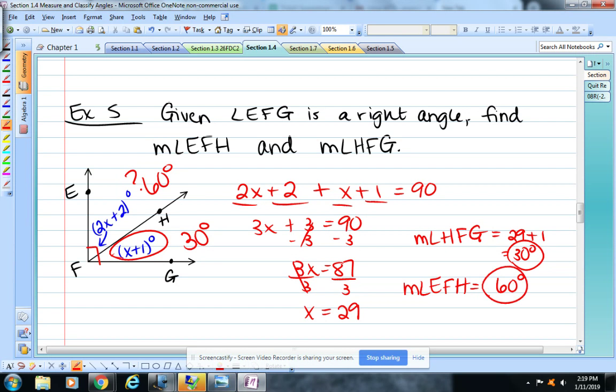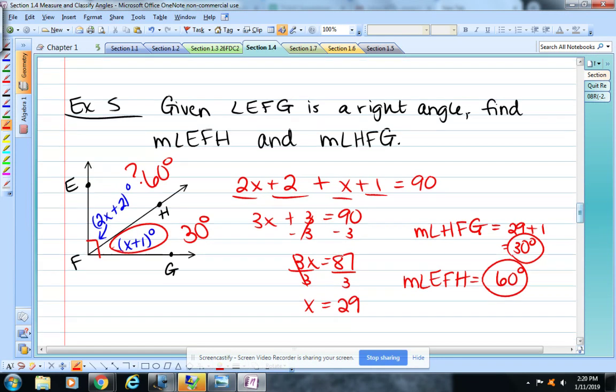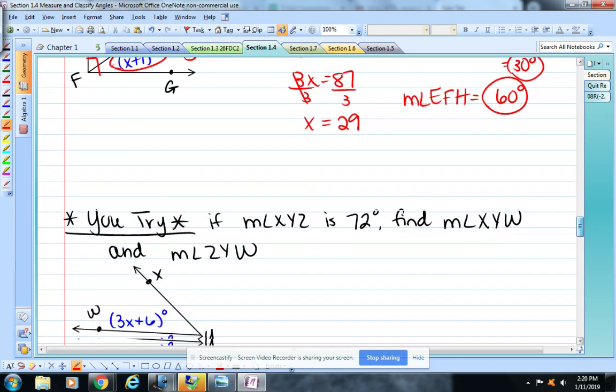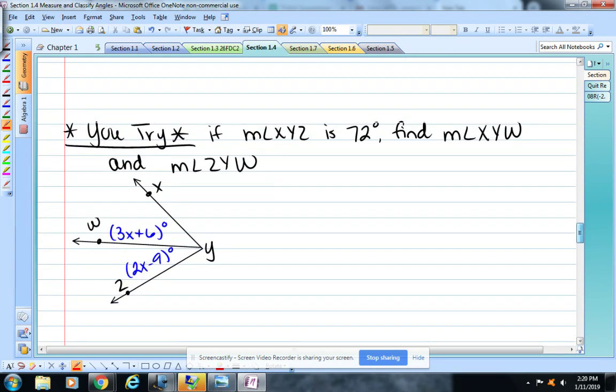Yeah, you got a question? You good? So we could plug 29 in there and check, right? 2 times 29 is 58, I believe. 58 plus 2 is 60. There you go. Good job. Excellent, excellent, excellent. Can y'all try that one? You don't have to draw it. Just try it. It tells you the big one is 72. Find the 2 little ones.